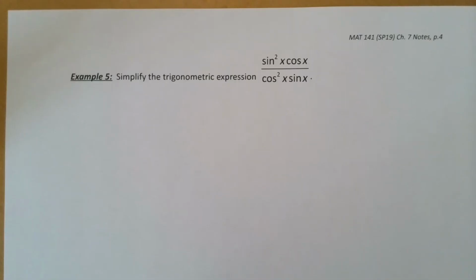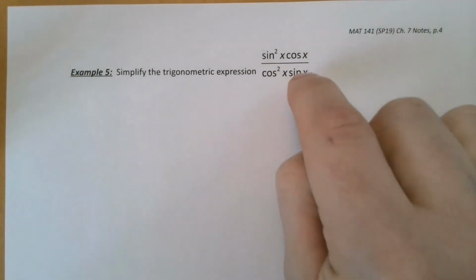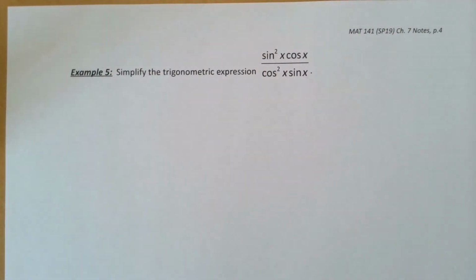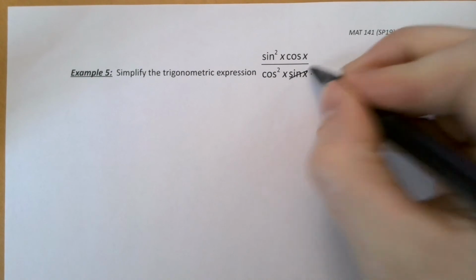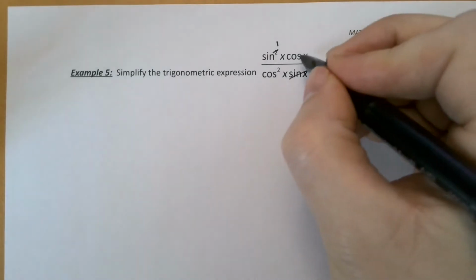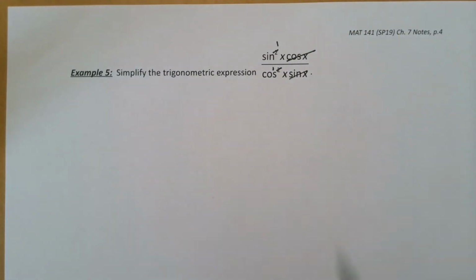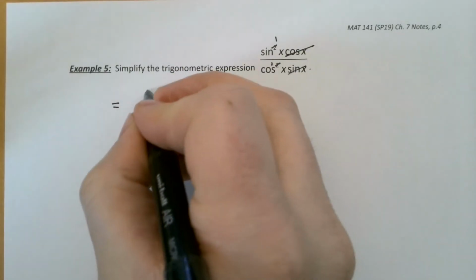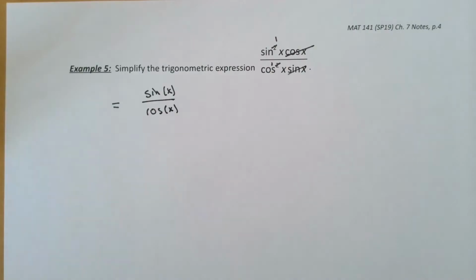Example 5 says simplify, and to me this one's pretty clear. Whenever you saw an expression that had common factors in the numerator and the denominator, you divided those out because they were equal to 1. So we'll do the same thing here. Sine squared x divided by sine x is just sine. Cosine divided by cosine squared x is just cosine in the denominator. So this expression becomes sine x in the numerator divided by cosine x in the denominator. That's that old school algebra you learned.